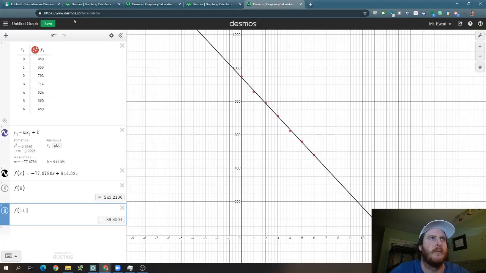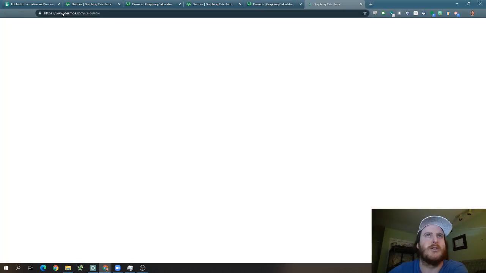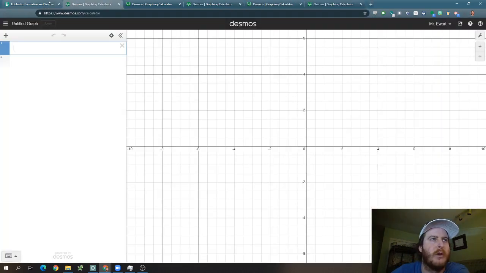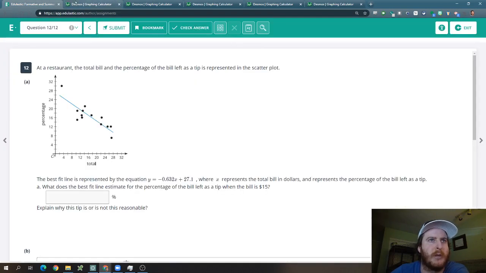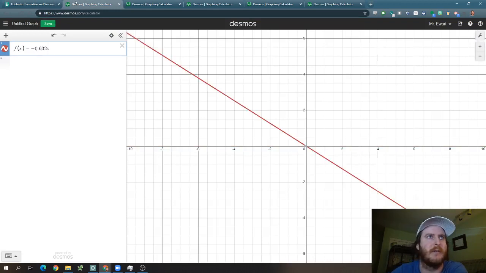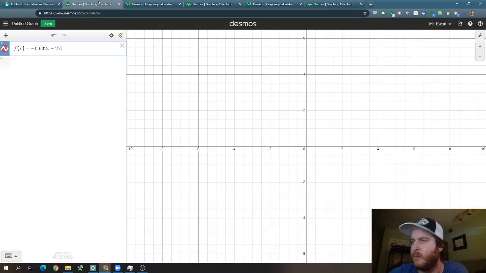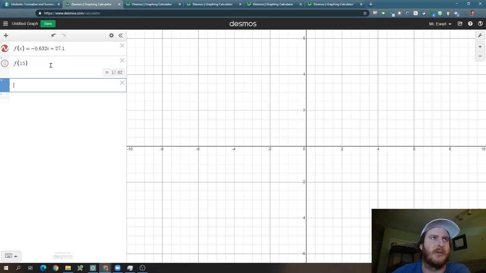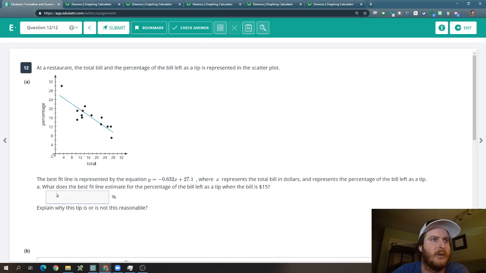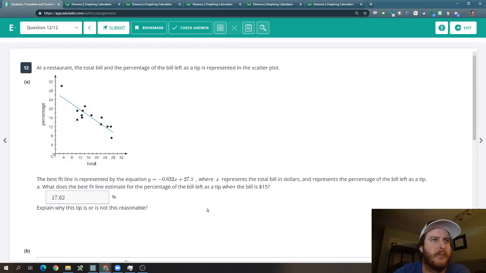So we can use Desmos here. We would just make a new one where we don't really need to have the points here. We just want this equation. So instead of y equals, I'm going to do f of x equals negative 0.632x plus 27.1. Right? And so then we'll do f of 15. We're trying to get an estimate for 15. So f of 15 gives us 17.62. So we would do 17.62% for our tip.